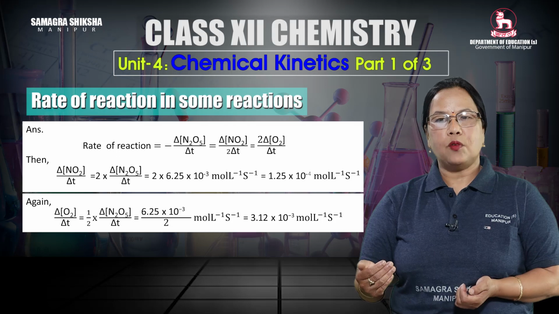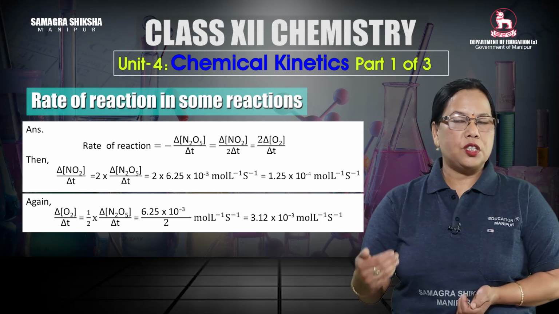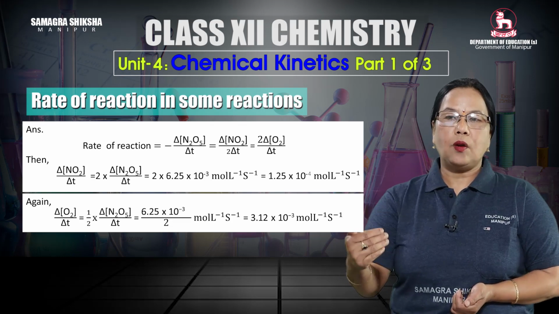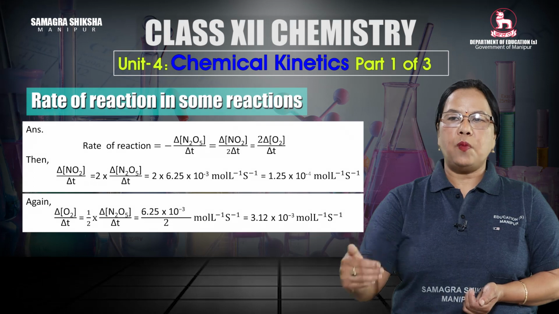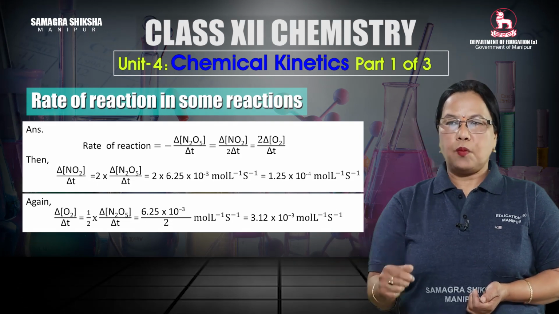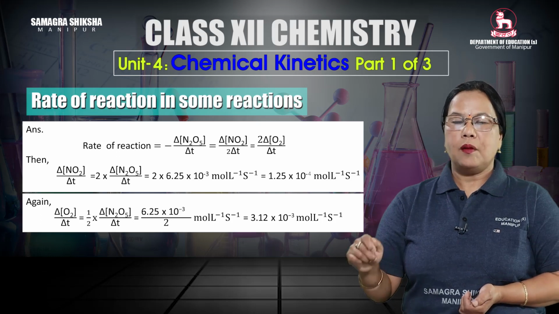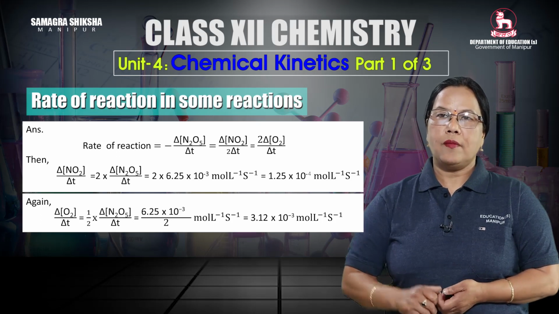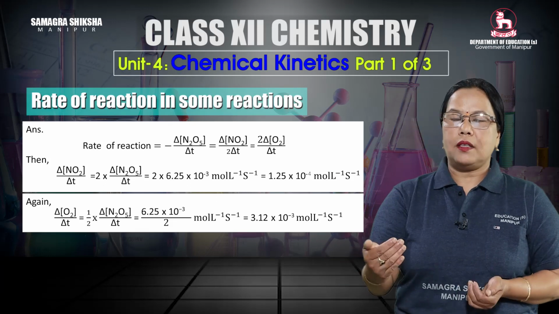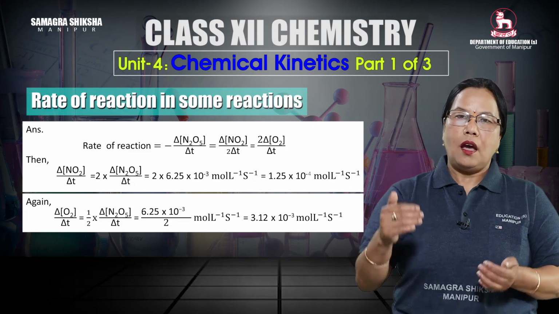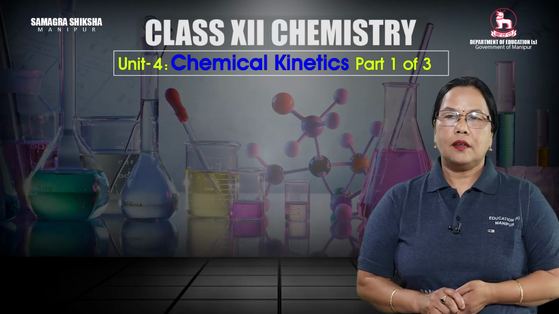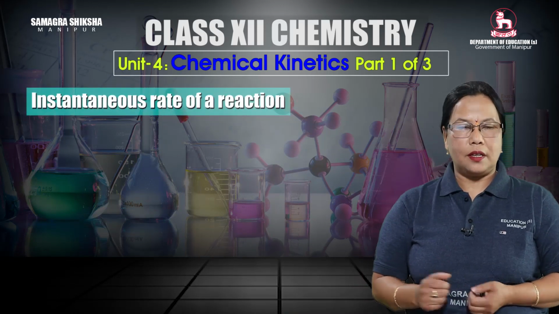Similarly, the rate of formation of oxygen is the rate for nitrogen pentoxide divided by 2, which equals 6.25 into 10 to the power minus 3 divided by 2, equals 3.12 into 10 to the power minus 3 moles per liter per second. So whether we know the rate of formation, rate of appearance, or rate of disappearance of one substance, we can find the others in the same way. Now let's see what an instantaneous rate of reaction is.